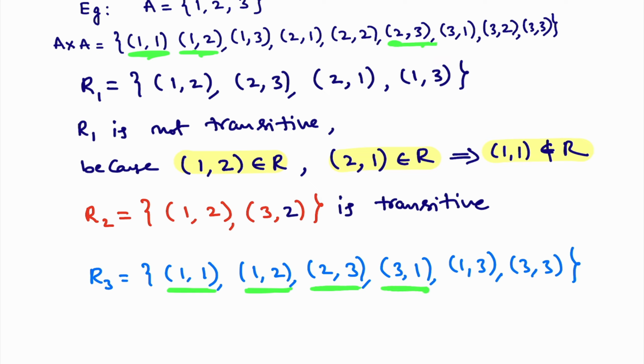3 comma 1, yes, 3 comma 1 is there. 1 comma 3, yes, 1 comma 3 is there. 3 comma 3, yes, 3 comma 3 is there. R3 is a subset of A cross A. As R3 is a subset of A cross A, we can say that R3 is a relation on A. Now my question is, is this relation a transitive relation or not?